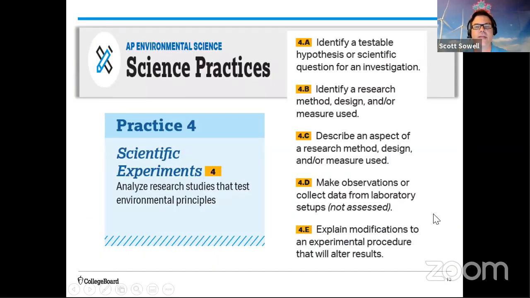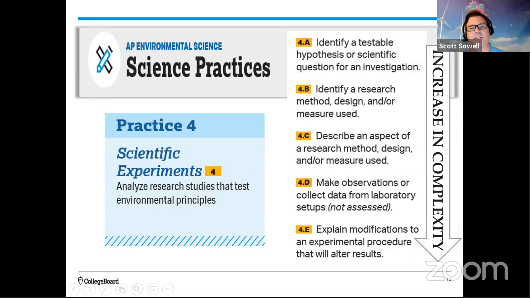All right, so that is one of the big practices, obviously solutions to environmental problems. The other big practice is scientific experiments. And I know Ms. Fassler and I have many, many times talked about scientific experimentation and research design. So you are going to have some form of this in question one, and it could come in the form of you describing an existing experiment, or you developing your own experiment and methods. So we're going to practice a little bit of those today.